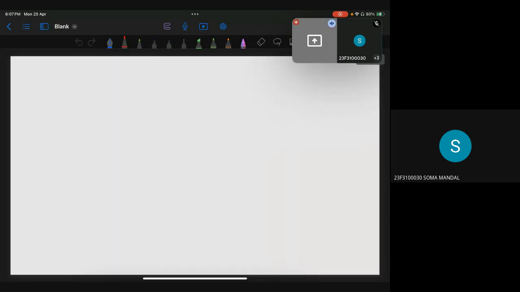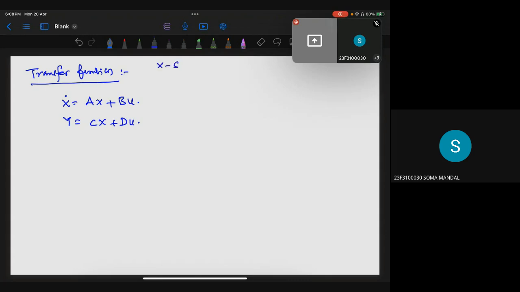Next, I'll quickly finish this transfer function. So what do we have? x dot is equal to Ax plus Bu. y is equal to Cx plus Du. Here x is the state, u is the input, y is the output. Let me write it: x is the state, u input, y output.